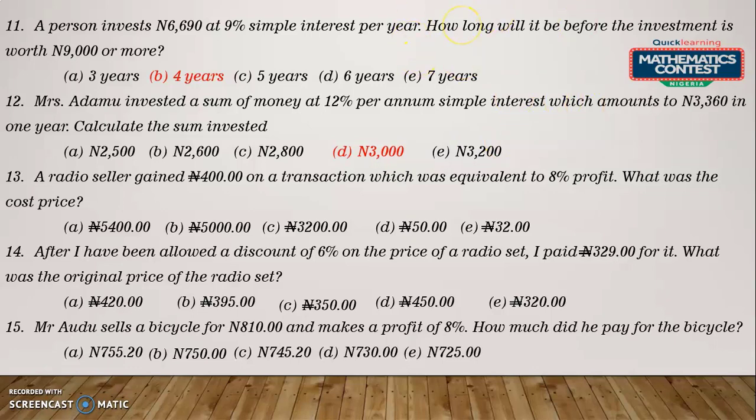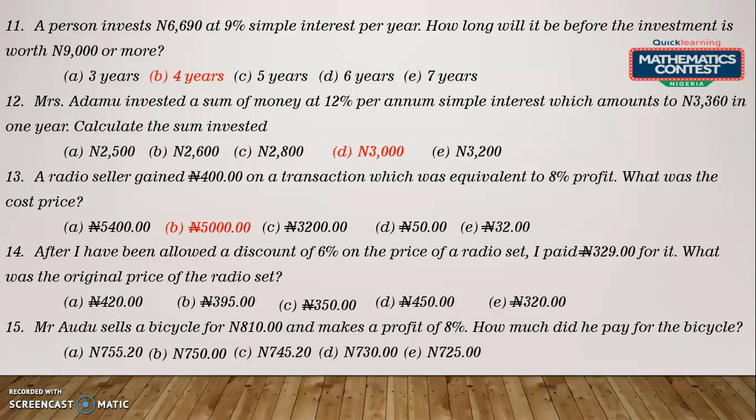We have to use the relationship that the amount is equal to principal plus interest. So in that case, you have to make the principal the subject of the formula. When you make principal the subject of the formula, you substitute it into interest equals PRT over 100. With that, you can get the amount invested, your P. Number 13, the answer is 5,000 naira.